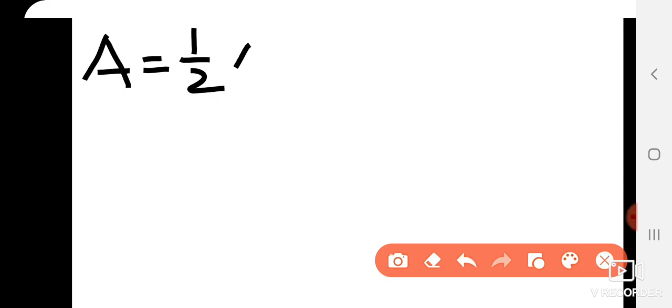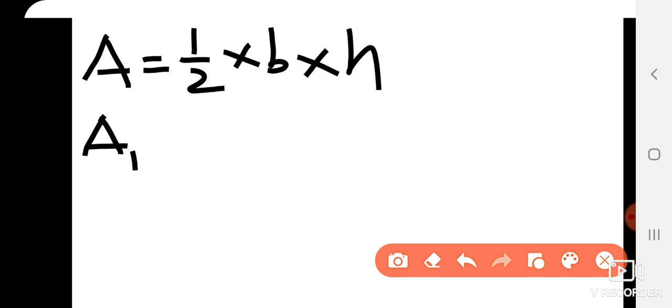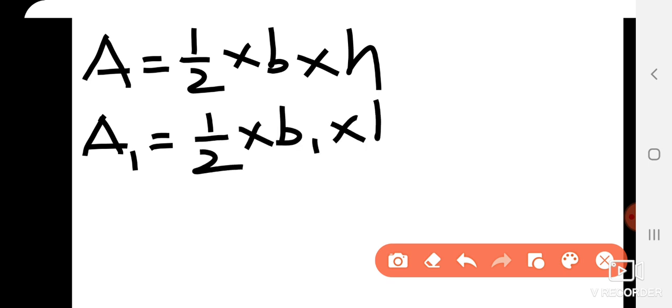Now we already know the formula for area of a triangle. Area of a triangle A is equal to half into base into height. You have already studied this formula. Now let us find the ratio of areas of any two triangles. Let us consider the first triangle. Let it be represented as A1 is equal to half into B1 into H1.